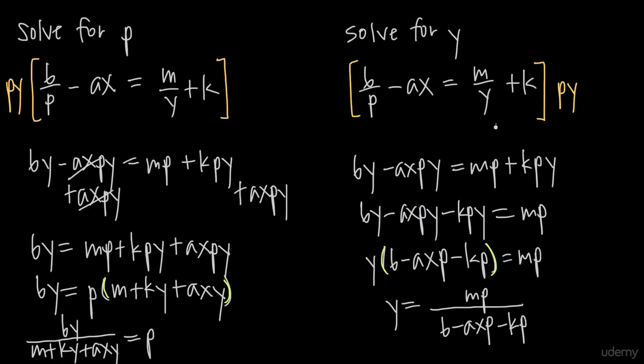If you wanted to, you could also solve this equation for a, or for x, or for m, or for k. You would just still multiply by the common denominator to eliminate the fractions and get the equation to this point, and then you'd isolate whatever variable you were looking to solve for, whether that was a, or x, or m, or k. You'd get that term by itself alone, just like we did here for p, and just like we did here for y.